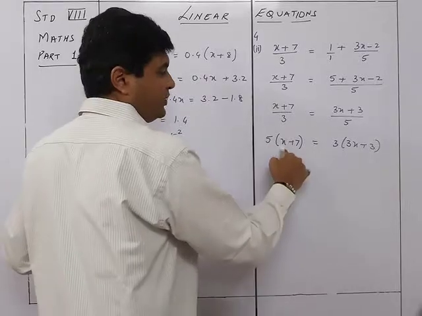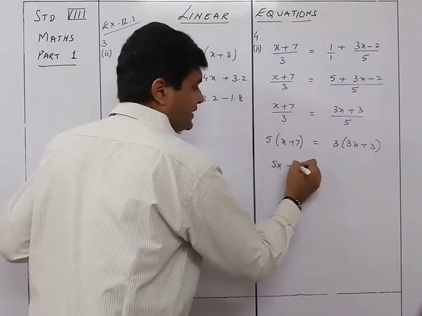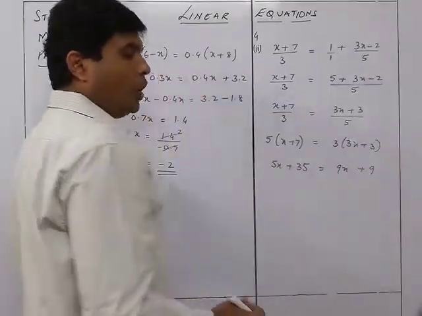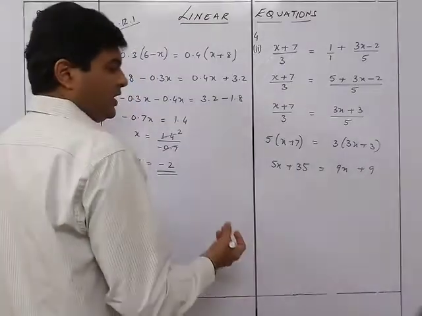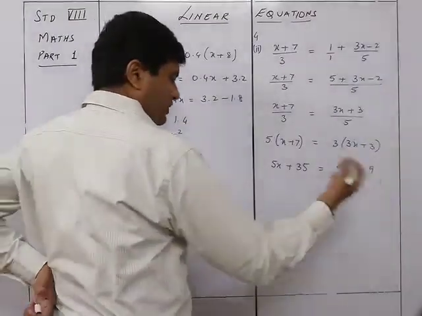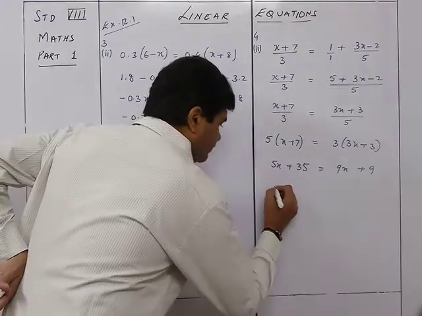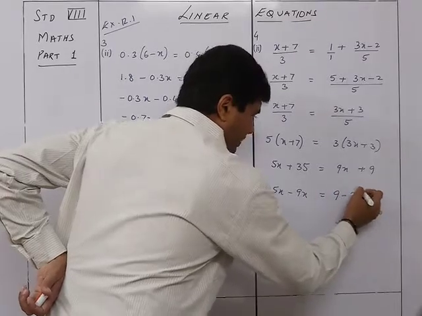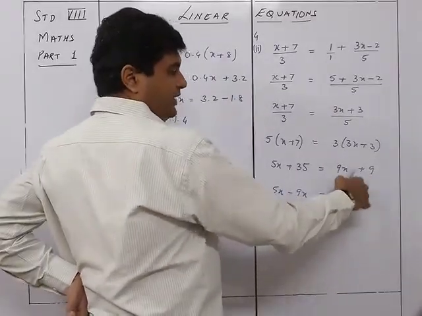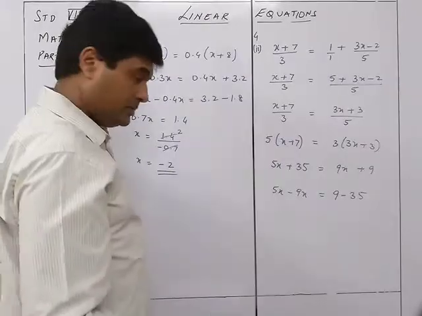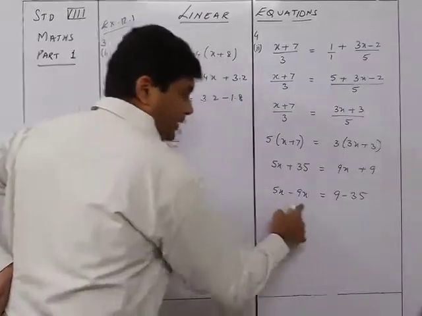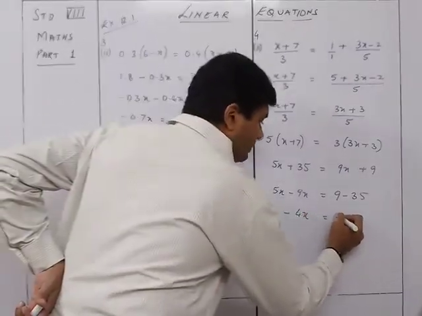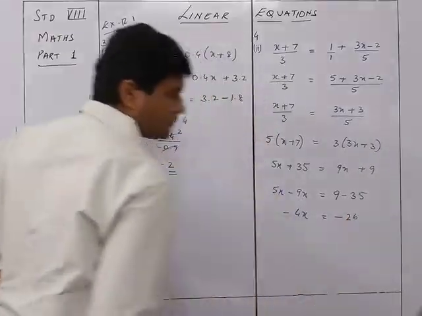Multiplying this out, we get 5 into x is 5x plus 35 is equal to 3 3s are 9x plus 9. Now all x on one side and numbers on the other side. So we are going to take all x on one side. So it is 5x minus 9x is equal to 9 minus 35. This plus 35 went over here to become minus 35, and this 9x becomes minus 9x on this side. So the answer is, remember, minus 4x is equal to minus 26.